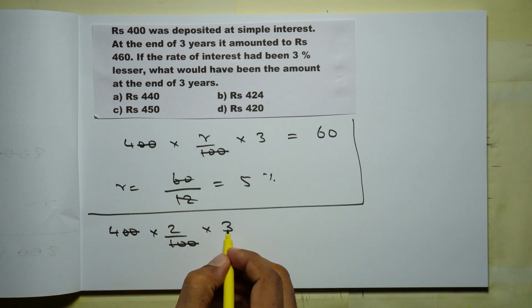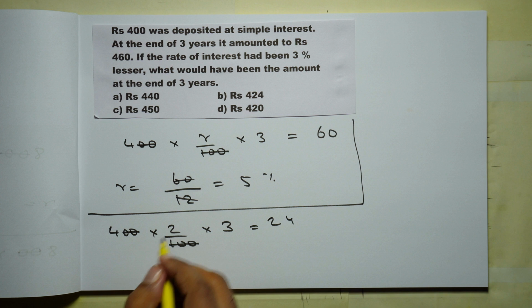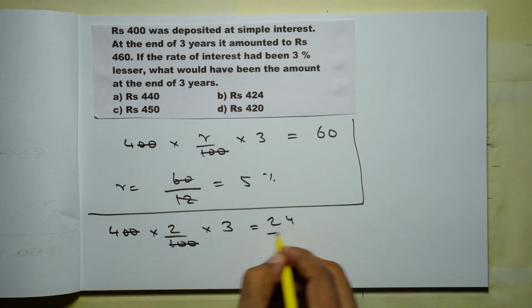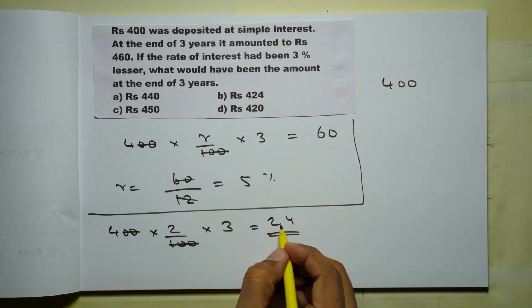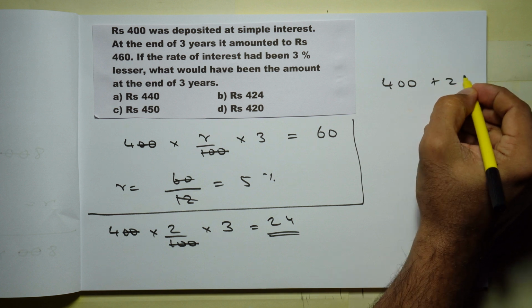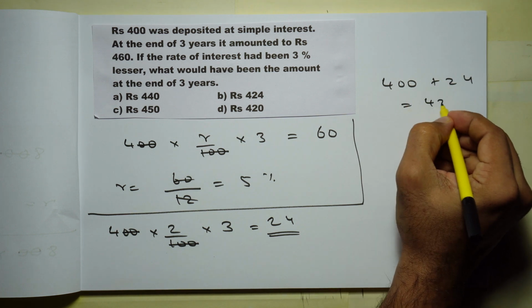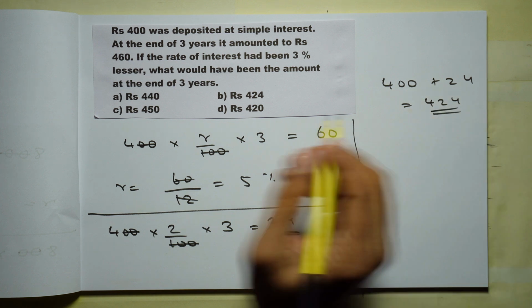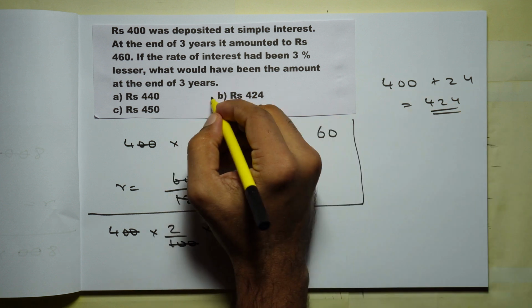So 2 into 3, 6, 6 into 4 gives you 24. So if the rate of interest is 2% per year, for 3 years you will get rupees 24 as interest. So the sum that was deposited was 400, and for 3 years you will get 24 rupees as interest. So at the end of 3 years, the total amount will be 424. So what would have been the amount at the end of 3 years? 424, option B.